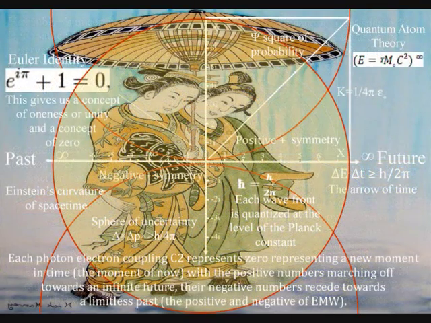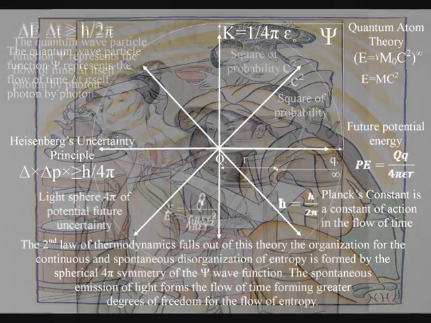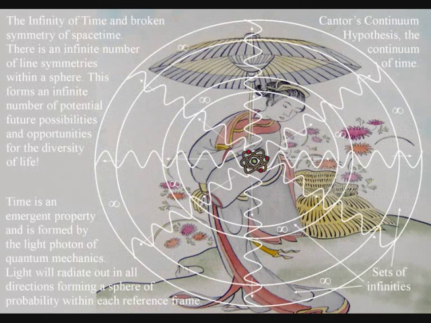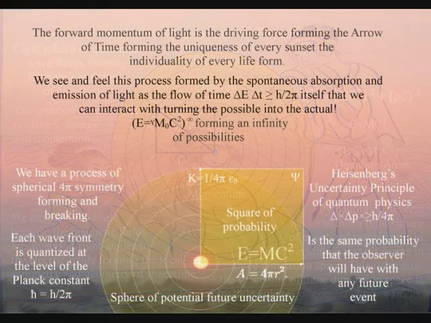Light will radiate out in all directions, forming a sphere, and because a sphere has the greatest symmetry, or organization, it has the lowest entropy, for the continuous increase in entropy, or disorganization, that we see in the second law of thermodynamics. There are also an infinite number of line symmetries within a sphere, and an infinite number of rotational symmetries. This forms an infinite number of potential future possibilities and opportunities for the diversity of life.